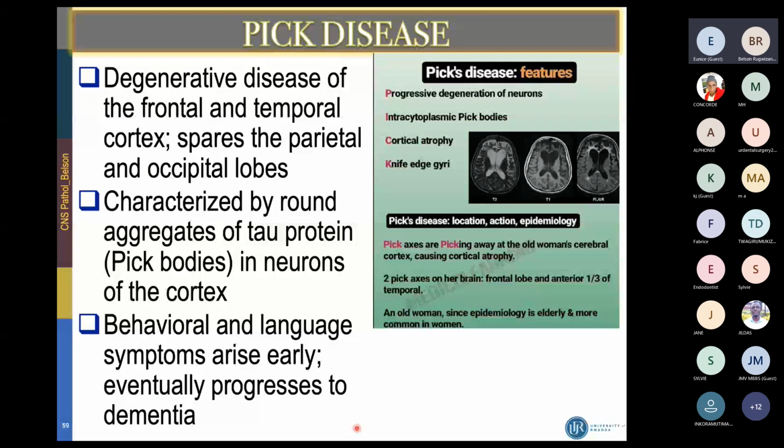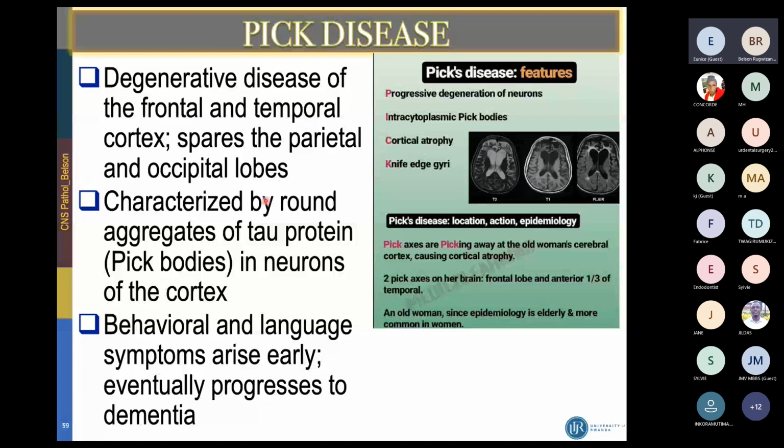So Pick disease, they make an abbreviation: progressive degeneration of neurons, intracytoplasmic Pick bodies, cortical atrophy, knife edge gyri, and so on. So these are manifestations nuko bajya kuzihina none ngo ongera gape n'ijambo Pick. So Pick disease affects the cerebral cortex, where you have neurons, of course causing a cortical atrophy. So the frontal lobe and the anterior third of the temporal lobe, nizo zikunze gufatwa. So as you see, it is a degenerative disease of the frontal and temporal cortex. It spares the parietal and occipital lobes.